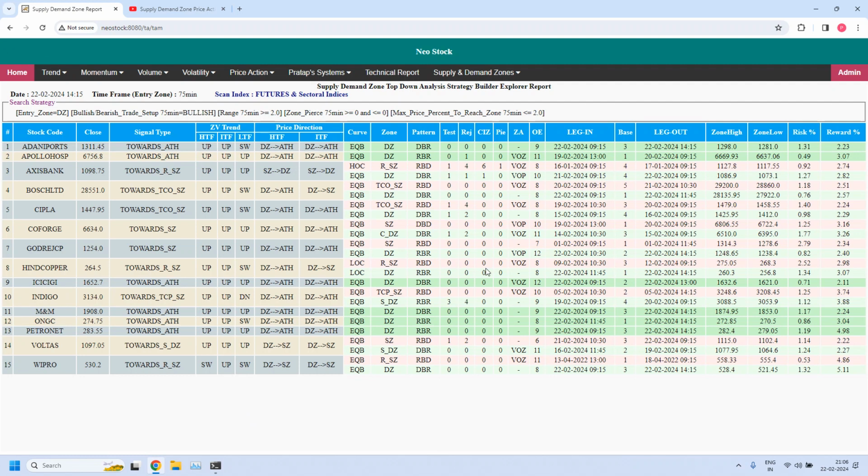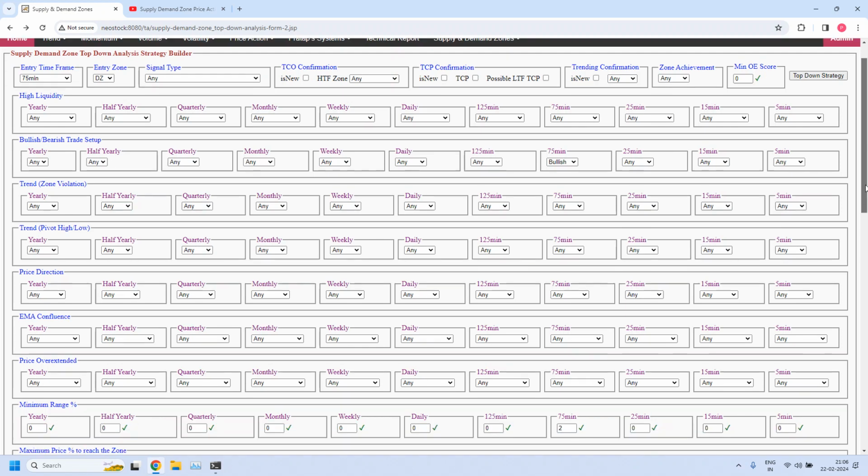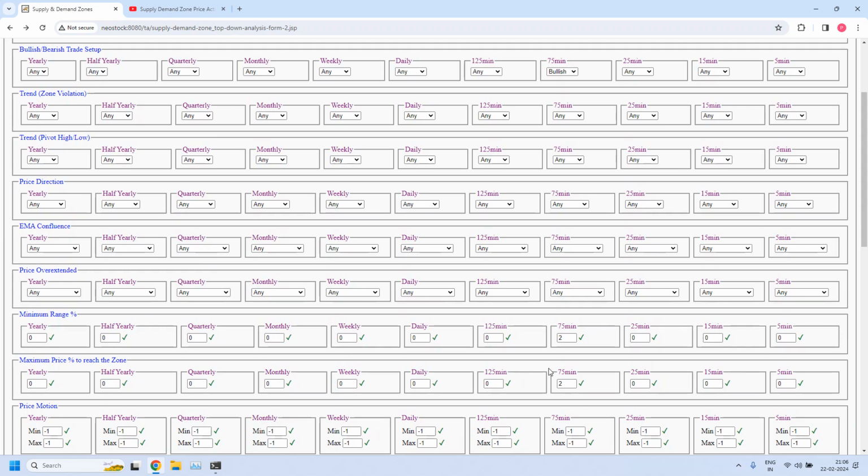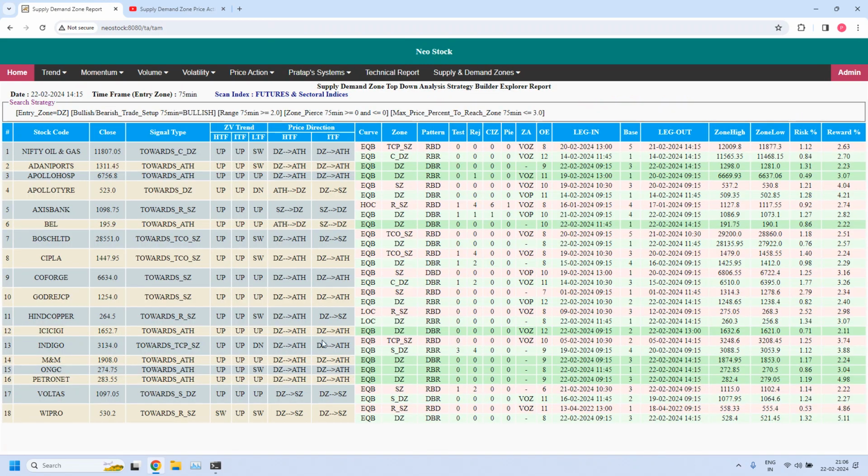And let me check if any stocks are within 3% level. Why I'm setting 3% is to check for any stocks moving towards the demand zone from this list. Voltas is already there.